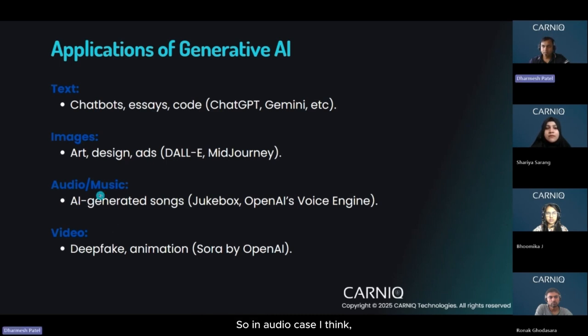In the audio case, I'm not sure if we can write something and generate the audio, but you provide one audio as an input, and then a different audio would be the output. So these are some of the applications we are already using, and we already know that. It's just that we didn't know what technology is behind them, or how it actually happens or works.